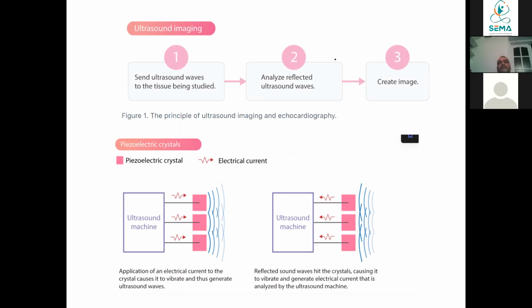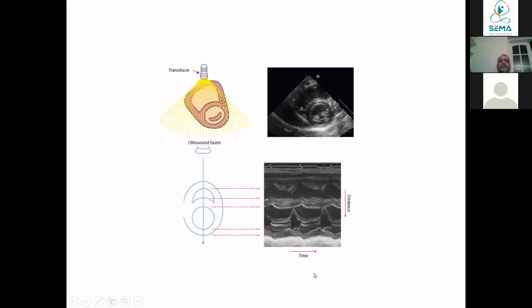If you are moving the machine and the probe falls down and hits the machine, you are spoiling it, because the most expensive part is the probe. If the machine is 50,000, the probe is at least 10,000 to 15,000. As explained, the machine sends electrical current to the crystal. This is very expensive, the crystal, and it generates the ultrasound waves, and then they reflect, and the machine analyzes them and creates the images.